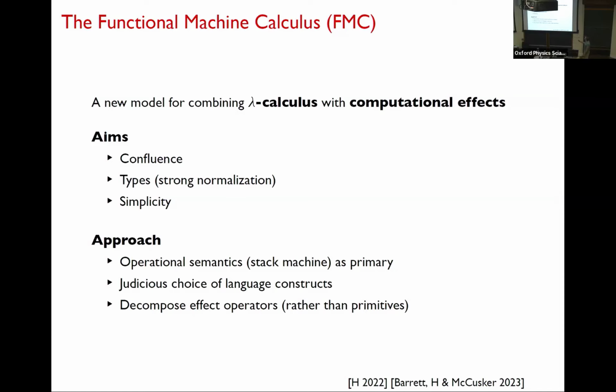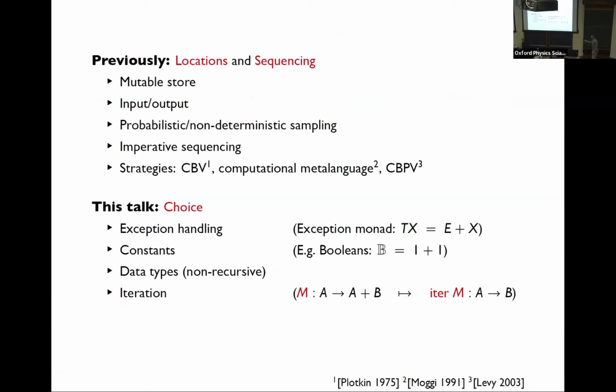Previously, functional machine calculus 1 and 2 is lambda calculus with 2 modifications called locations and sequencing, and that captures mutable store, input, output, probabilistic or non-deterministic sampling, imperative sequencing, so sequencing of instructions, and encodes strategy, so it encodes call by value, monadic meta language, and call by push value. So that's what we had before. I will not assume that you know this, so I will explain all this as well. This talk, the new contribution here, is choice.